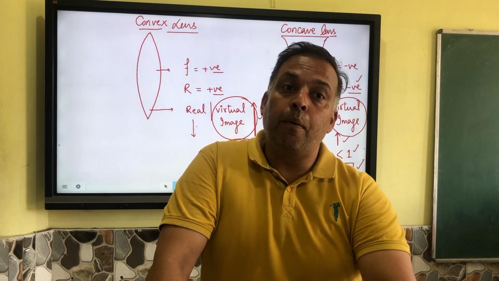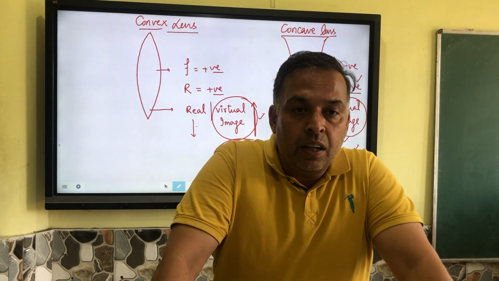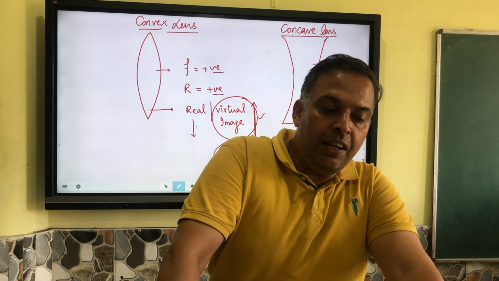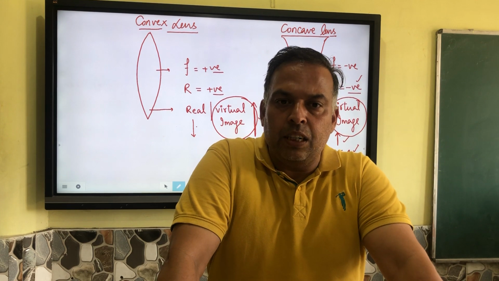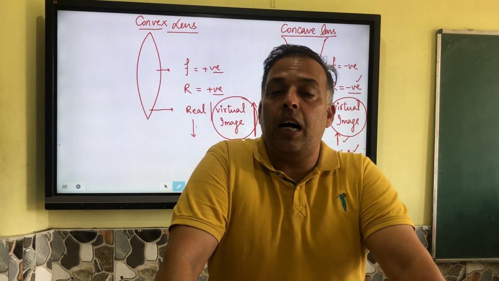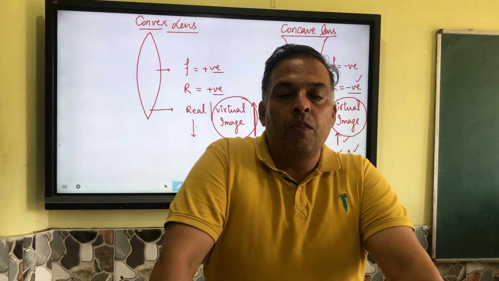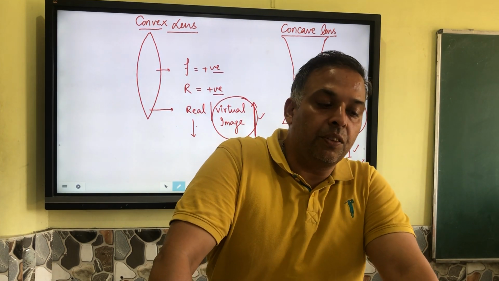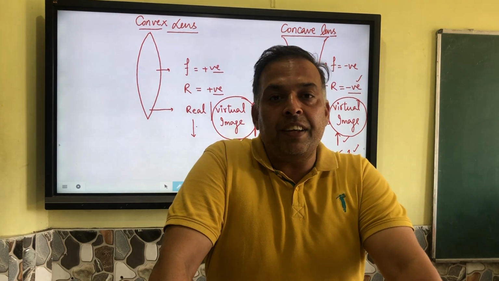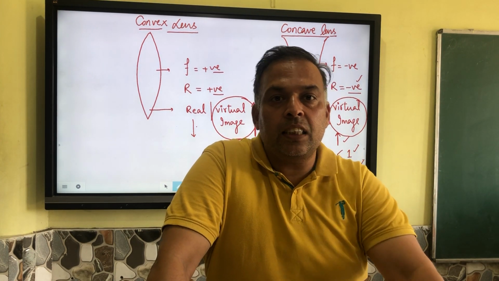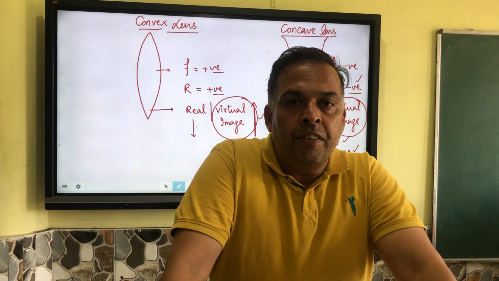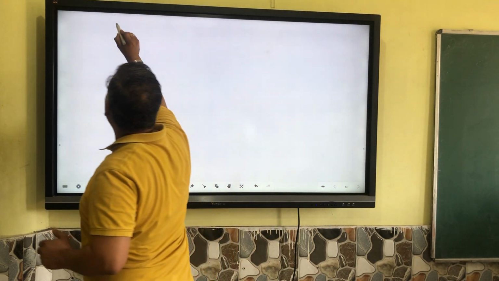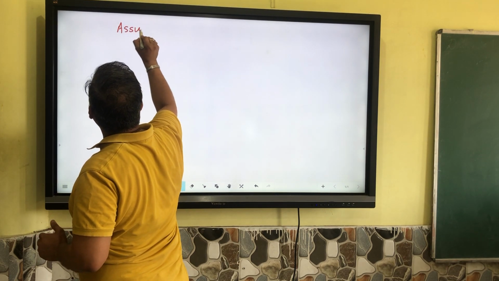We have to derive the formulas for refraction at a spherical surface. To derive the formula for refraction at a spherical surface, we will have to take some assumptions. To simplify the phenomenon of refraction at spherical surfaces, we follow some assumptions. What are the assumptions?